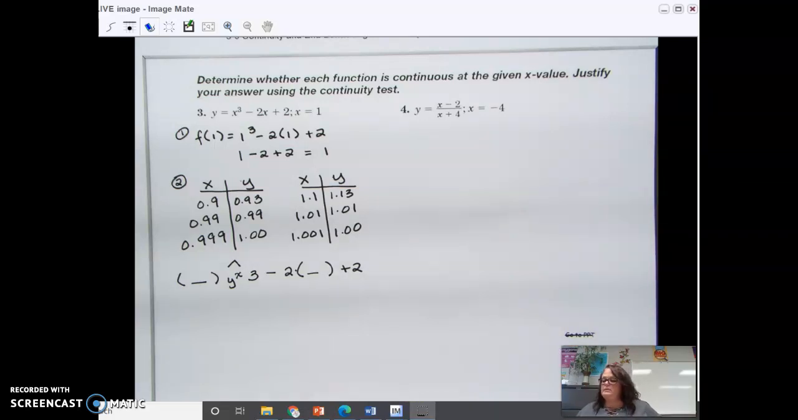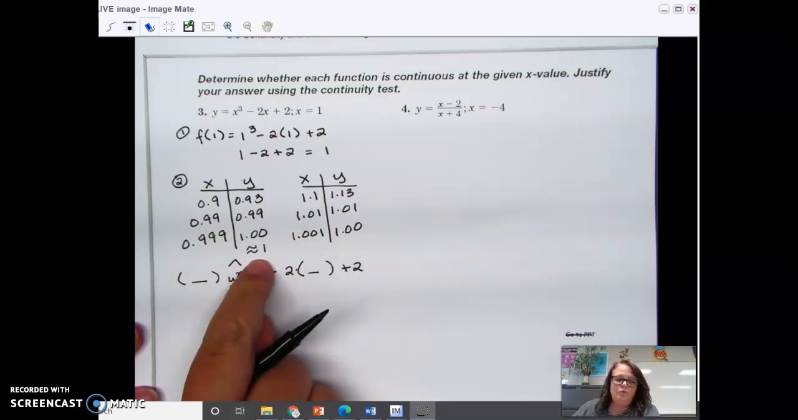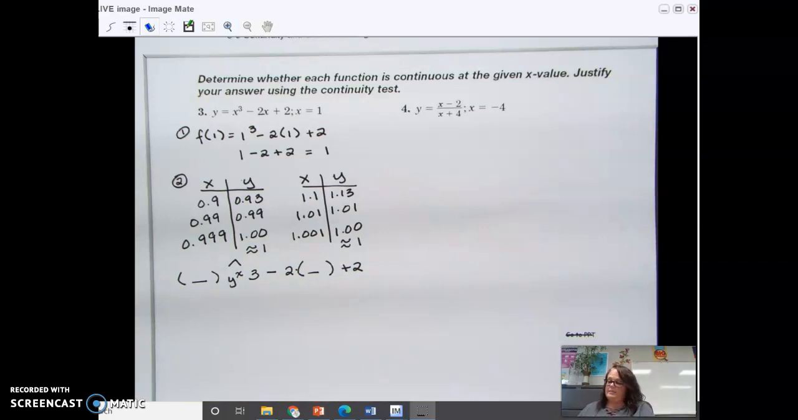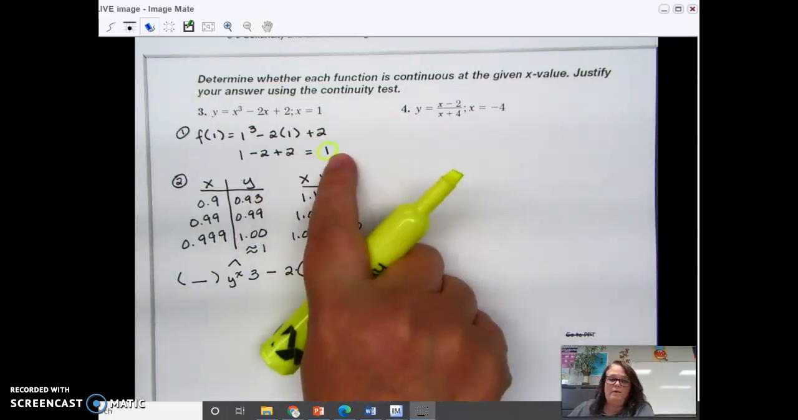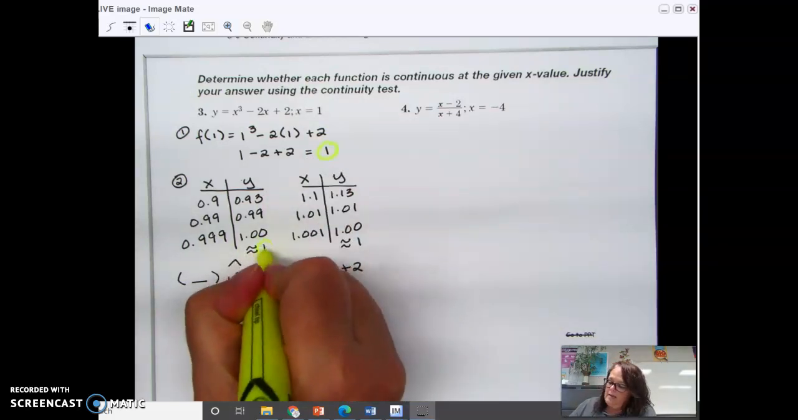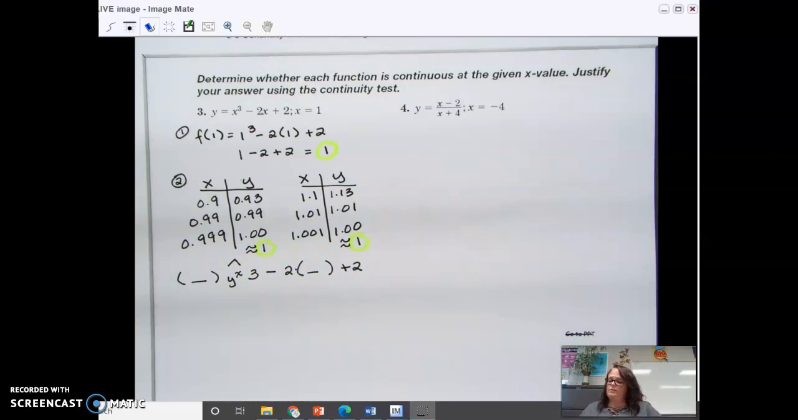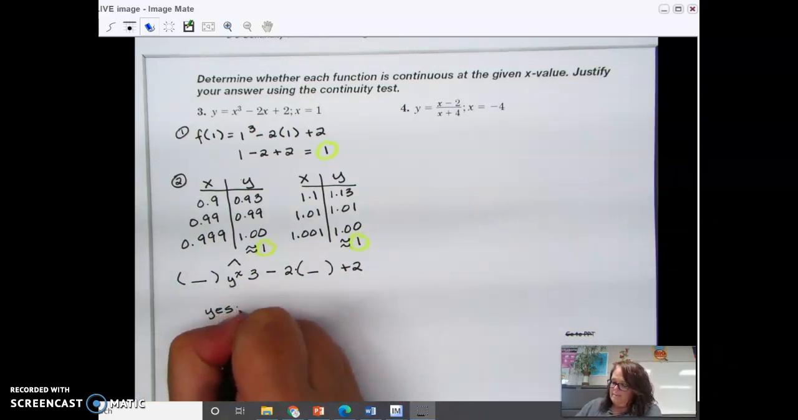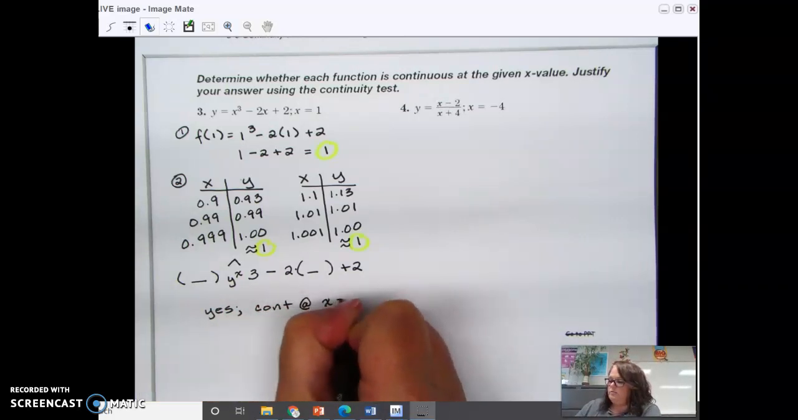I noticed that both of these are approaching 1. So it's approaching a y value of 1 from the left, and it's approaching a y value of 1 from the right. The third step again is to determine, is this y value here the same as the y values that these two are approaching? If all three of those numbers are the same, then we can say yes, the function is continuous at x is equal to 1.